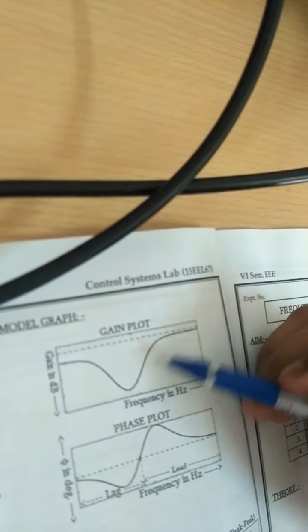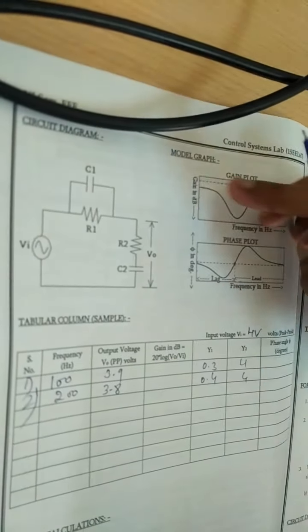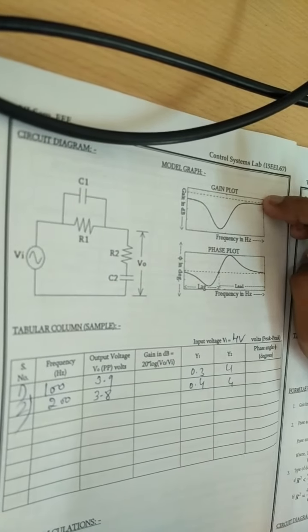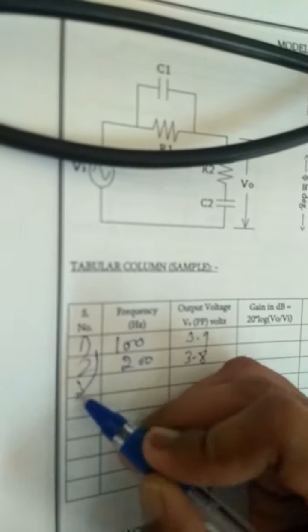But in the magnitude gain plot, all the values will be negative when you calculate 20 log of V0 by Vi. You will get negative values. So your plot will be like this. The phase plot will be like this. So continue the experiment step by step.